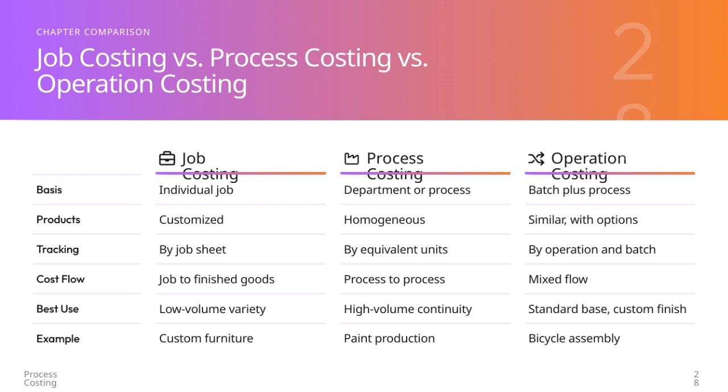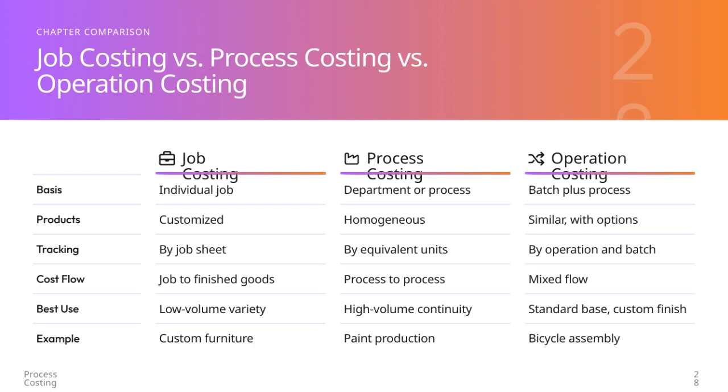Process costing, on the other hand, applies to continuous or mass production of homogeneous products, such as paint production. Here, costs are accumulated by department or process, flowing continuously from one process to the next. It's best for high-volume, continuous operations where products are similar.